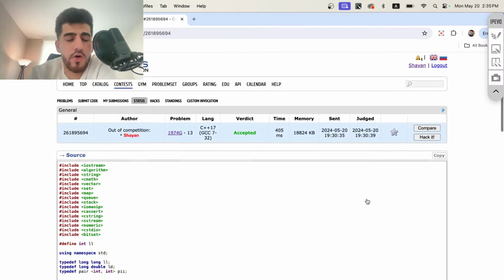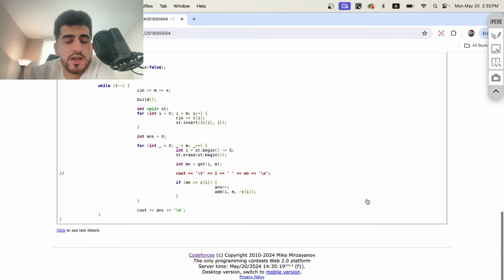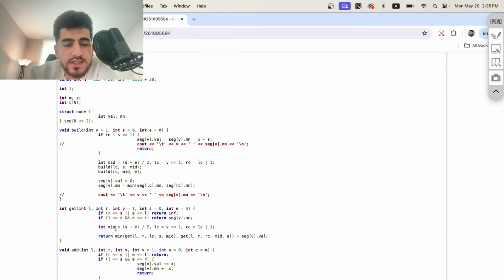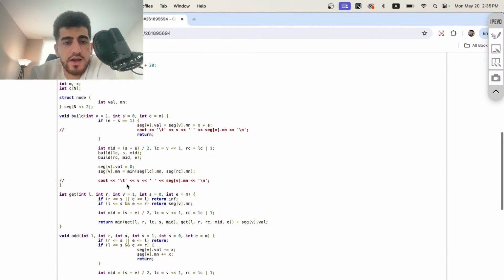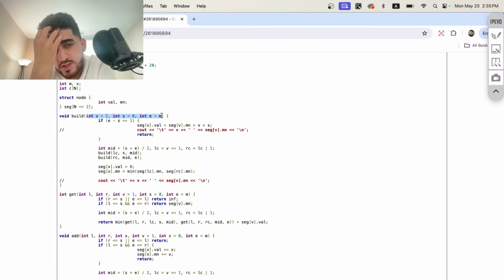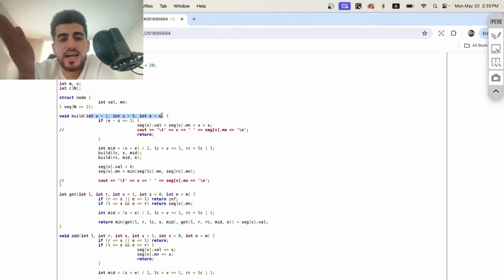I can also show you my code and how I did this. As you can see here, I initially build my segment tree. How do I do that? I say that seg[v].val is equal to seg[v].mn, equal to x times s for a leaf node. I know that it is after month number s, so I had exactly s salaries. So my money is x times s at this moment, and my val and mn are both x times s.